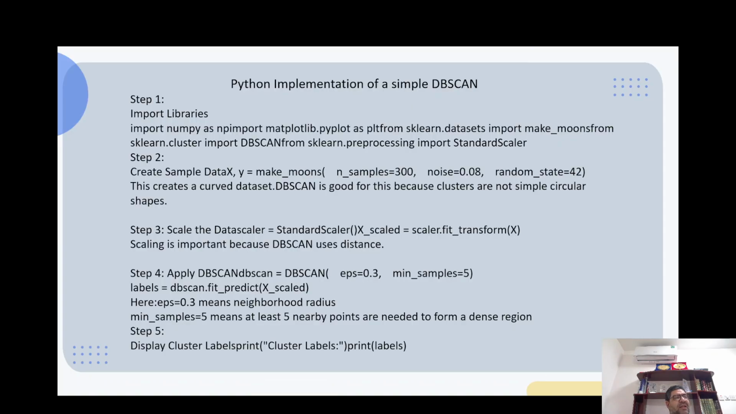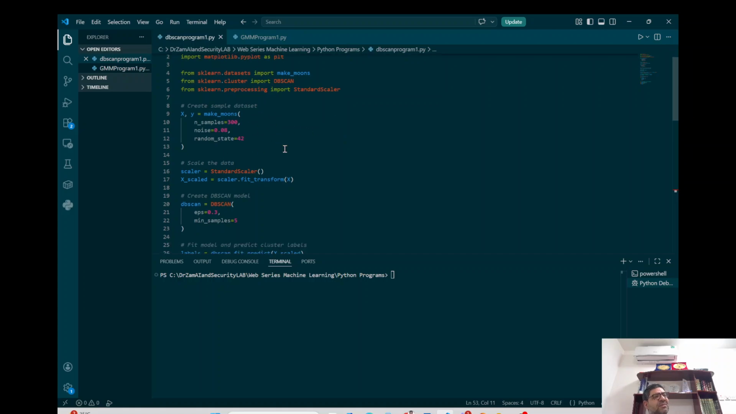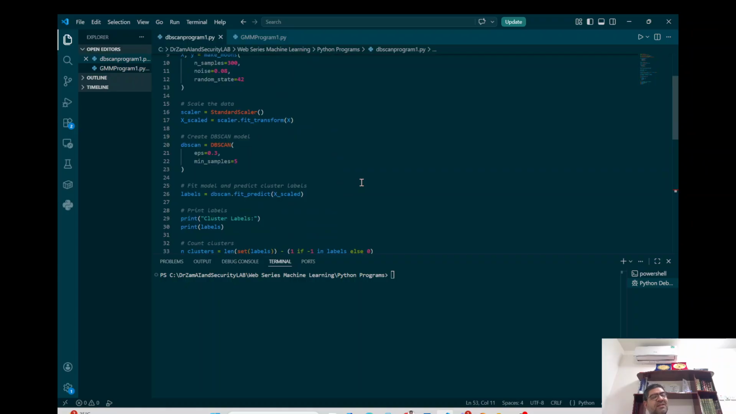Definitely we can see that with these 5 steps we can have an implementation. I have one implementation of this DBSCAN where these exact 5 steps are there. We have the import, as I explained, and then we create the sample dataset, then scale the data, and then create the DBSCAN model.